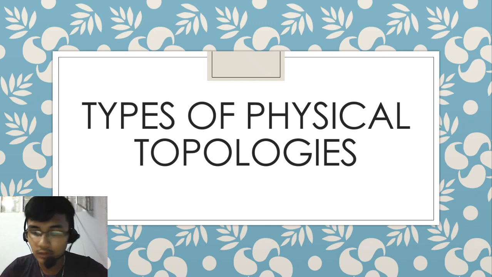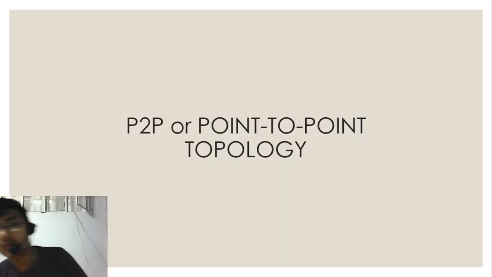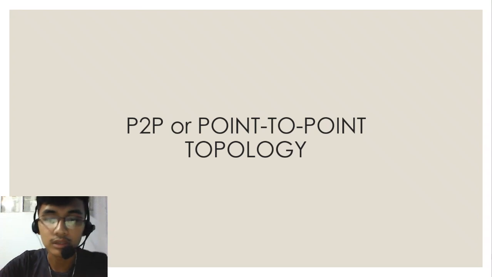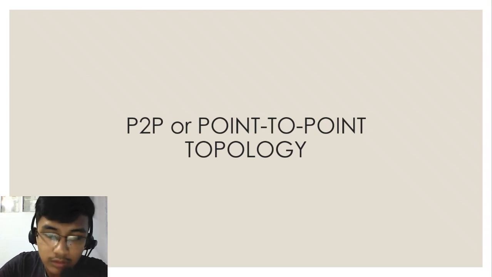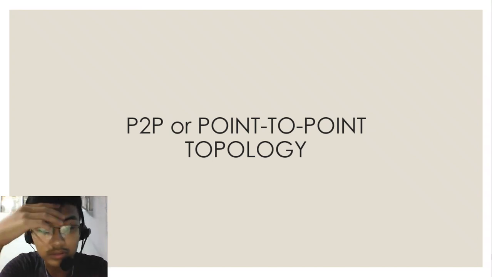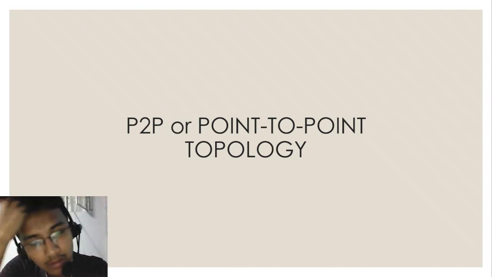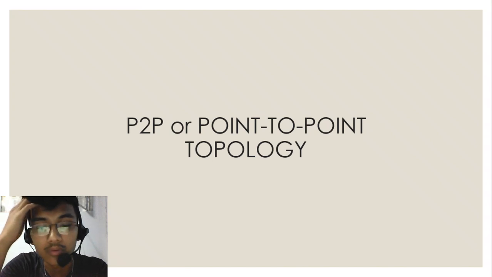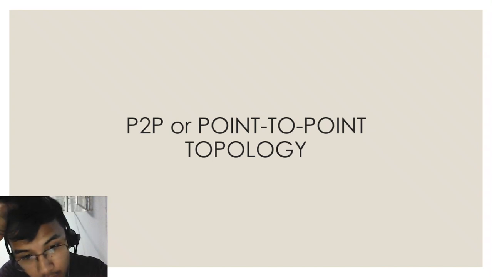For the first one we have the P2P or point-to-point topology. This point-to-point topology is the easiest of all the network topologies, and in this method the network consists of a direct link between two computers. The requirement for this is two computers.